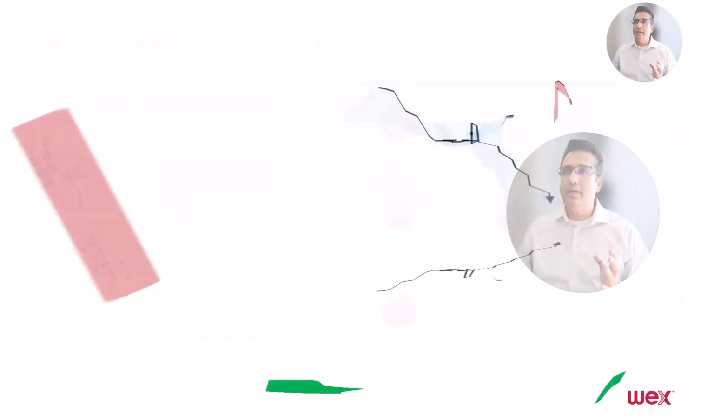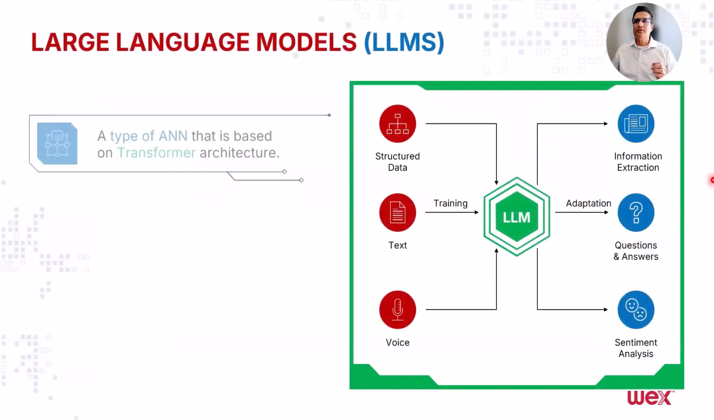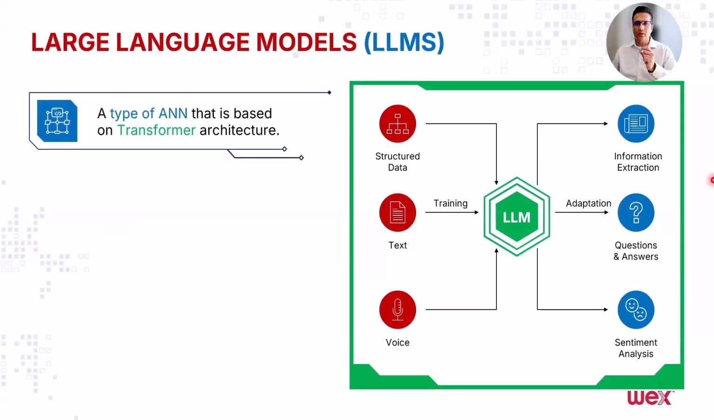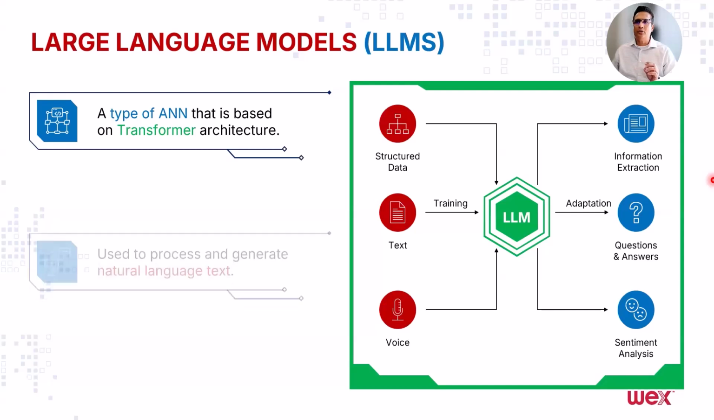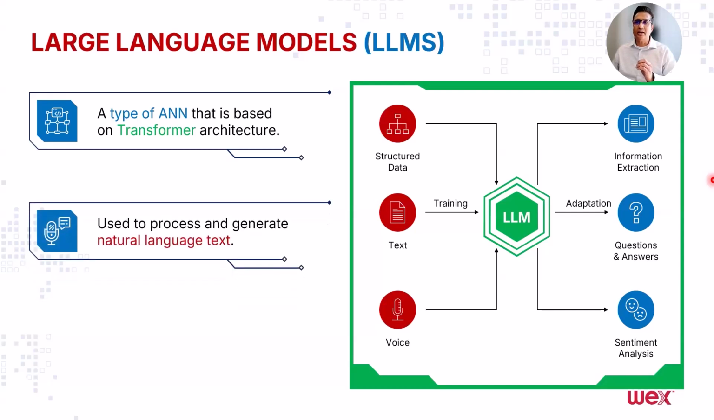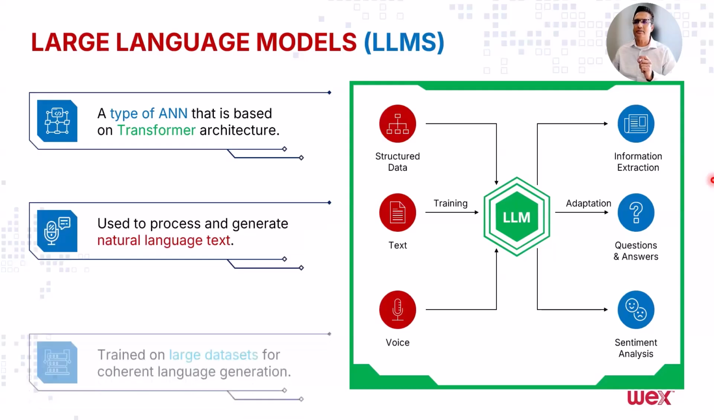So what are LLMs? An LLM, or large language model, is a type of artificial neural network that is based on transformer architecture. I'm repeating this: an LLM is a type of artificial neural network that is based on transformer architecture. That is, again, transformer is used by only OpenAI and Google. There are now different architectures coming up, but I'm focusing on transformer right now.